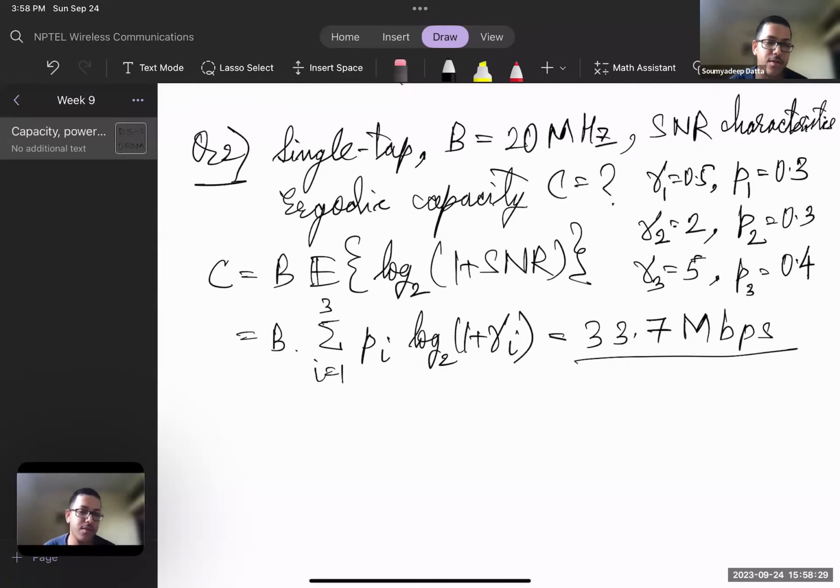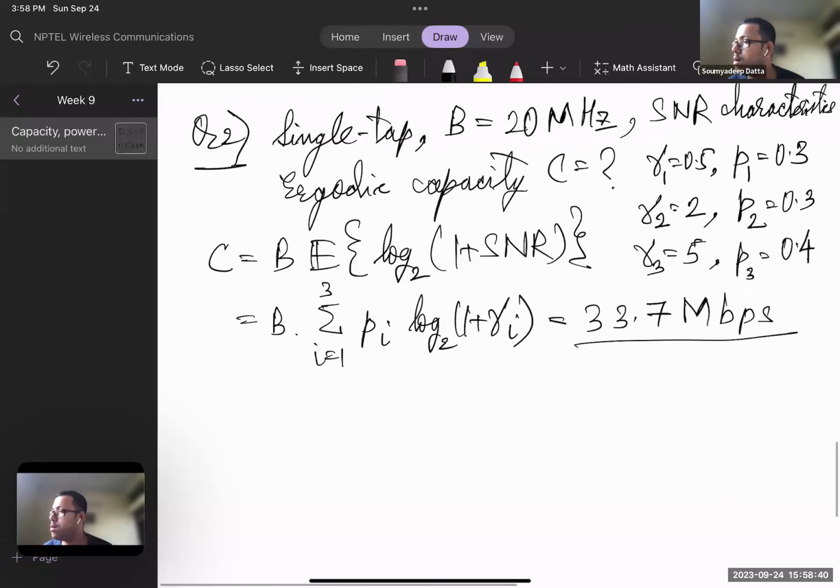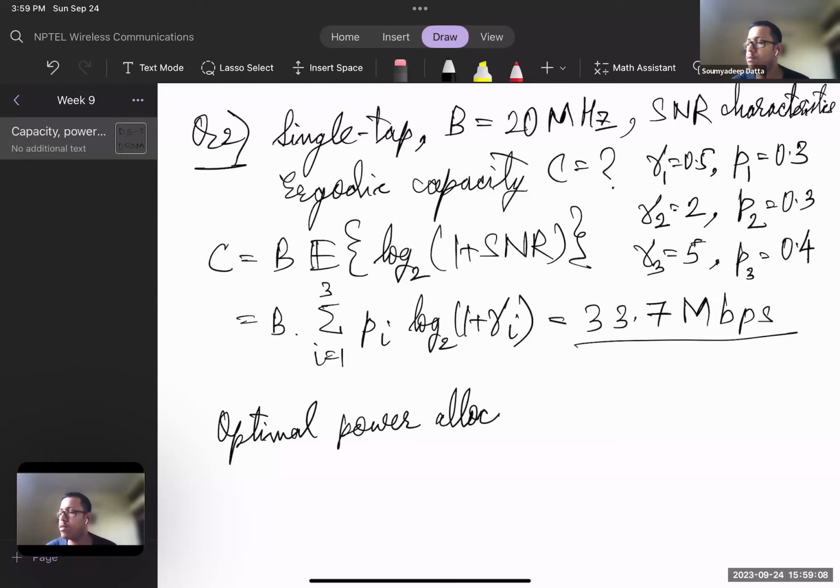There was something similar before in the previous assignment as well. Now for this same channel, you are asked to find something known as optimal power allocation. So this is with the current SNR distribution, and you are not doing any fancy power allocation. But now let's say you want to do optimal power allocation, so you want to do different power allocation for each SNR state.